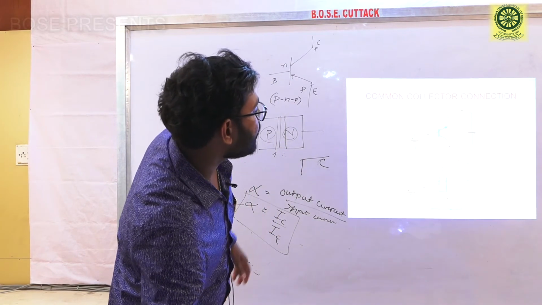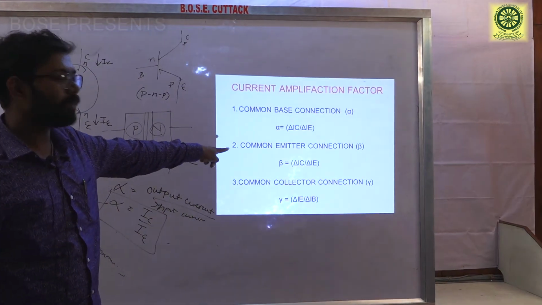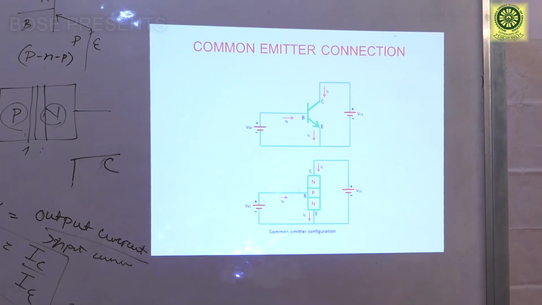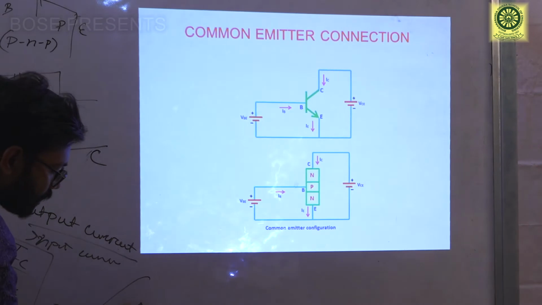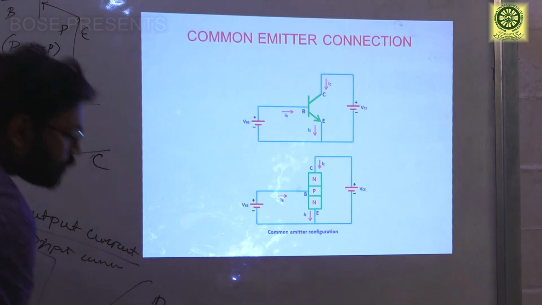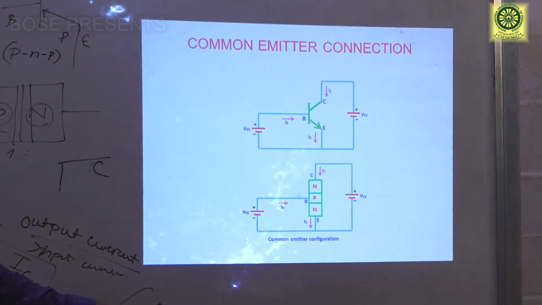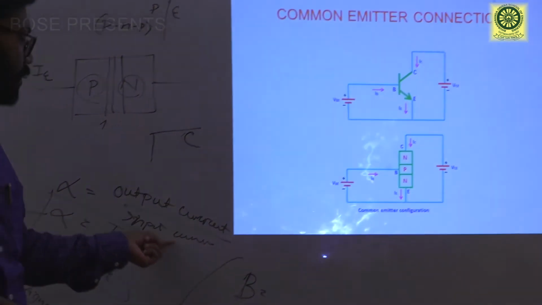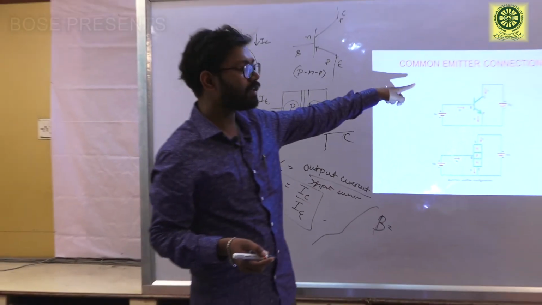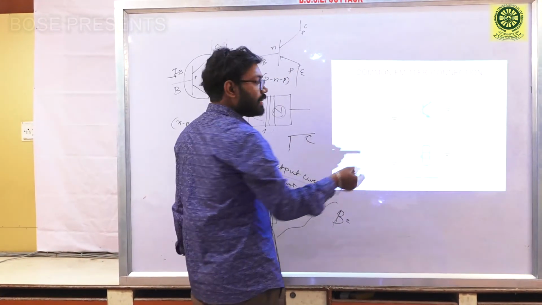So what is the next current gain? The next current gain is beta, that is for common emitter configuration. Just look at the figure. In the case of common emitter configuration, we take the current gain as beta. Beta is equal to the same formula, the output current by input current. For common emitter configuration, the output current is IC and the input current is IB.